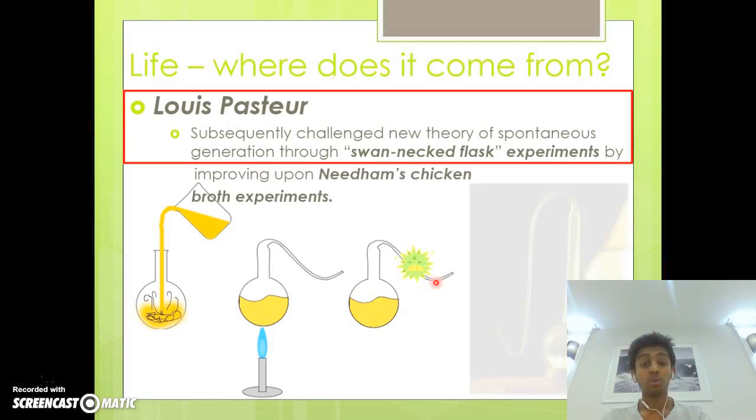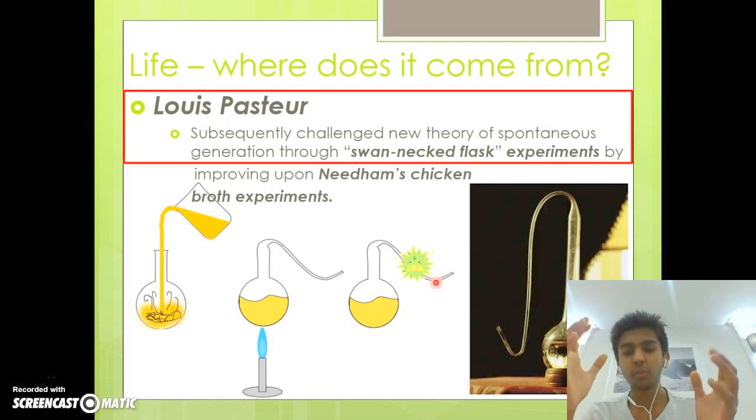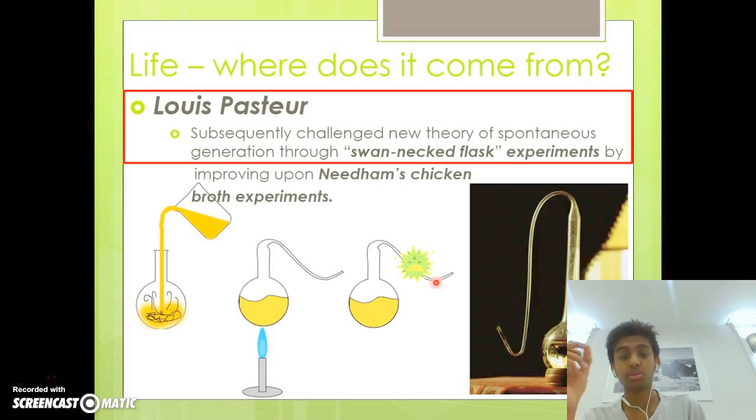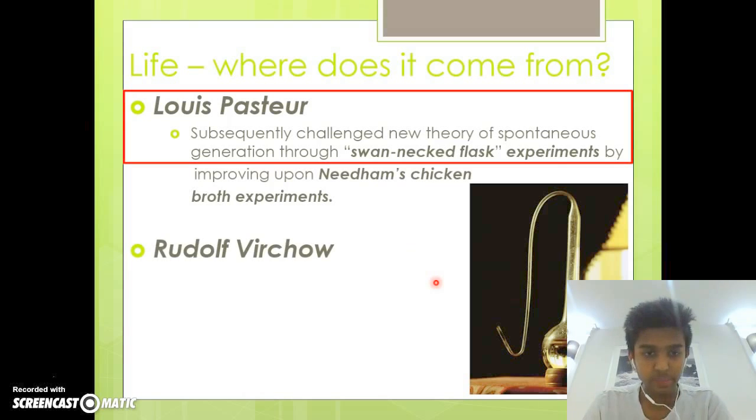So what this showed was that there were absolutely no microorganisms being formed in the chicken broth, and that spontaneous generation was false because this neck was still exposed to the air, but there was no life form present in the air that was just generating life everywhere. It was specifically the microorganisms that we were observing. So the air had no special property that was making life, it was just the microorganisms.